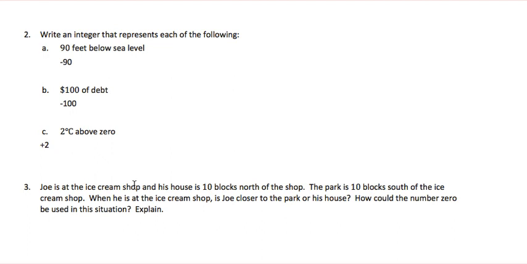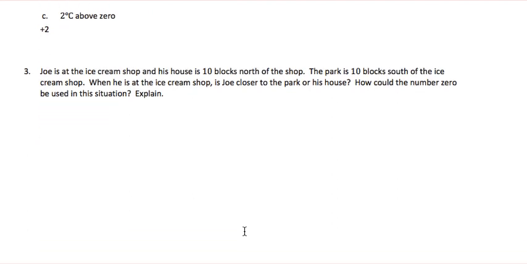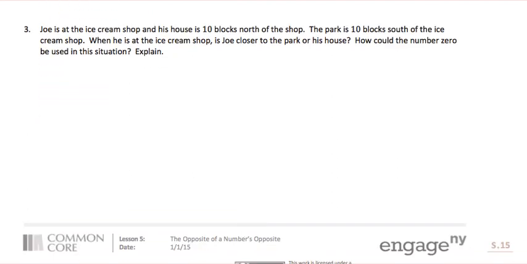If Joe is at the ice cream shop and his house is 10 blocks north of the shop, we should use a vertical number line to represent it. So we have a number line with 0, +10, and -10 marked. Obviously, our +10 is north and our -10 is south. Now, going back to our situation.